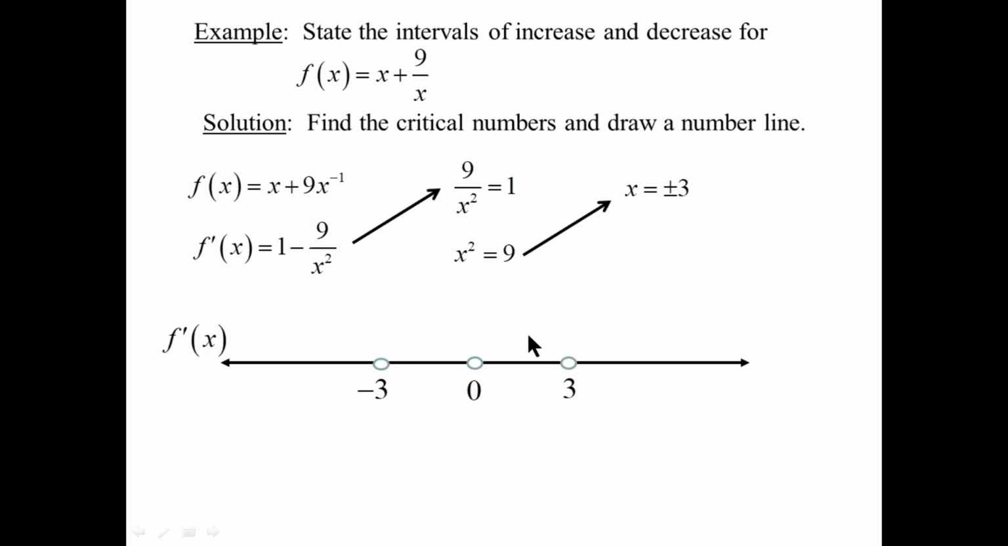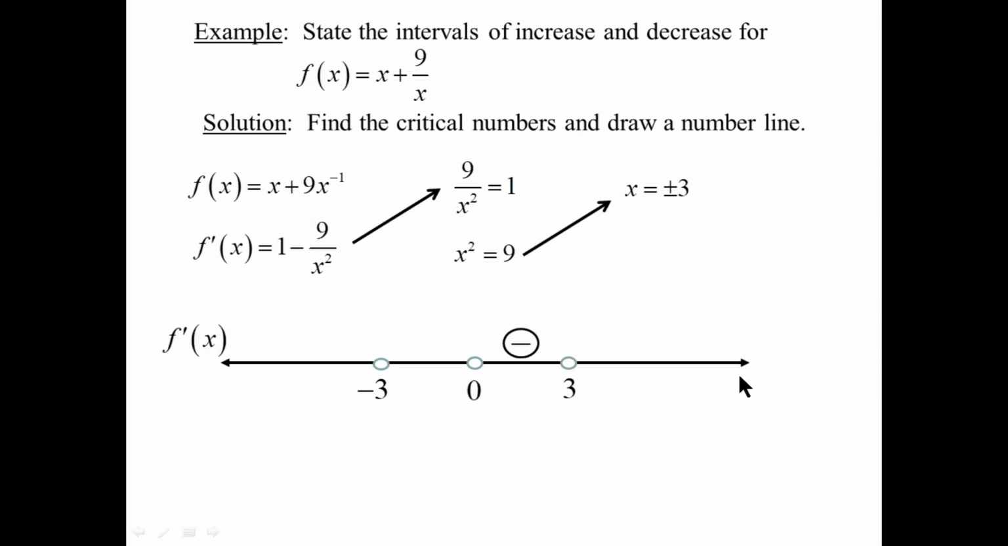We could start here, and let's work our way to the right. Starting here, any number in here will do. We can sub any number in here into the derivative to determine if the entire section is a plus sign or a minus sign. Well, 1 seems easy to sub in. Subbing in a 1, we have 9 over 1, which is 9, and 1 minus 9. Well, that entire section must be negative.